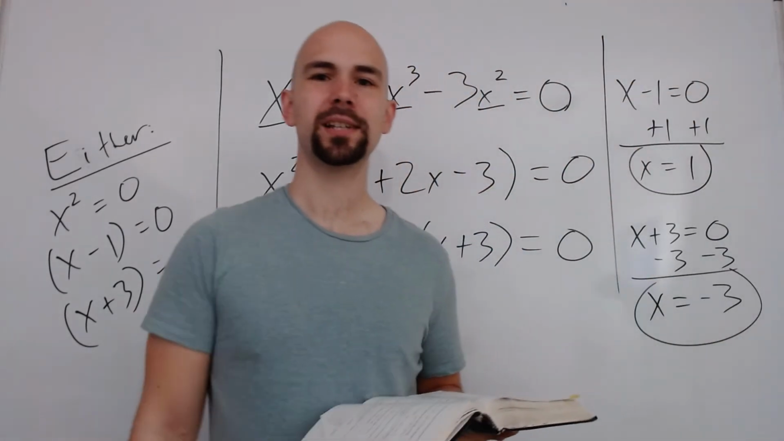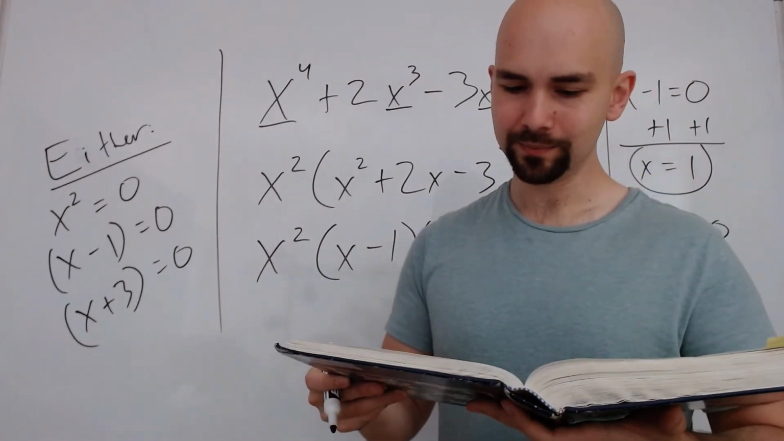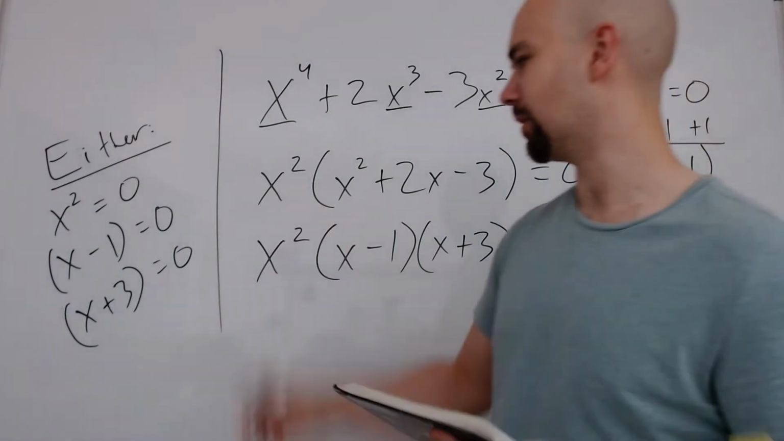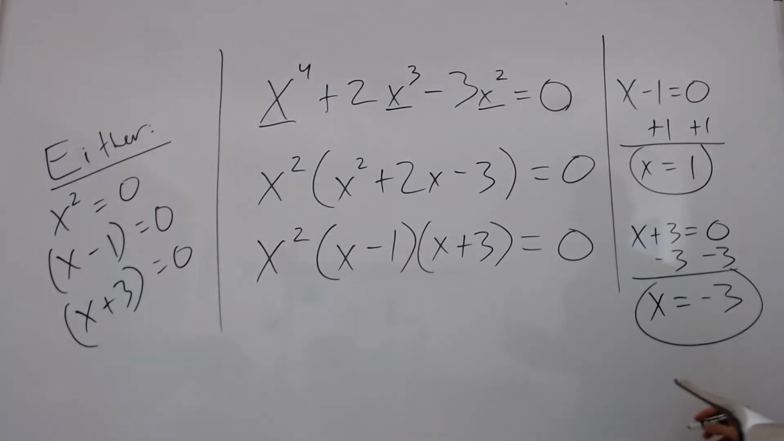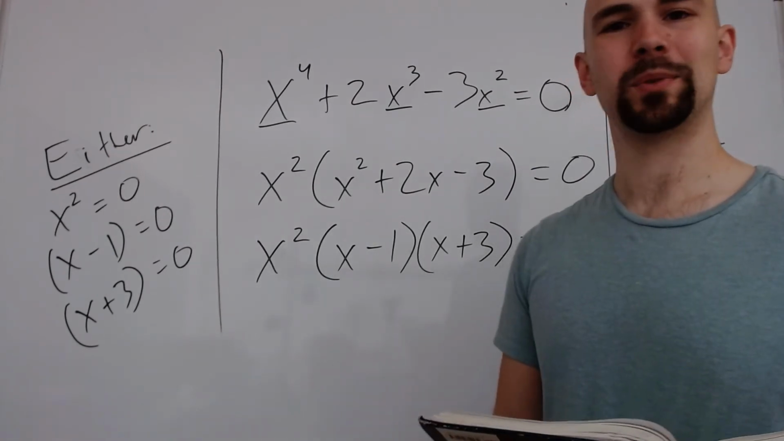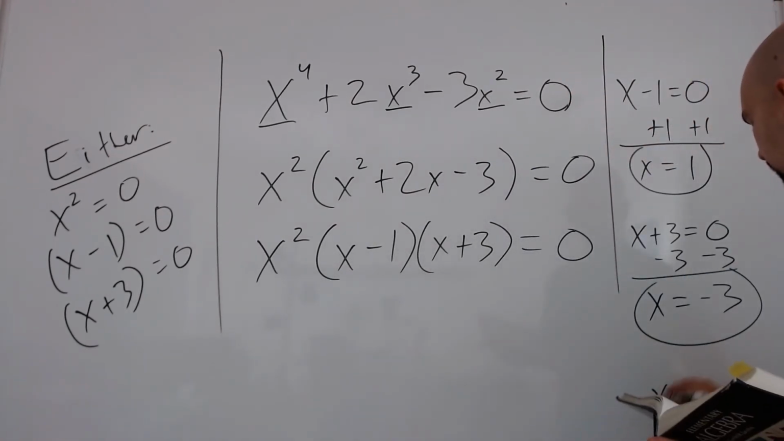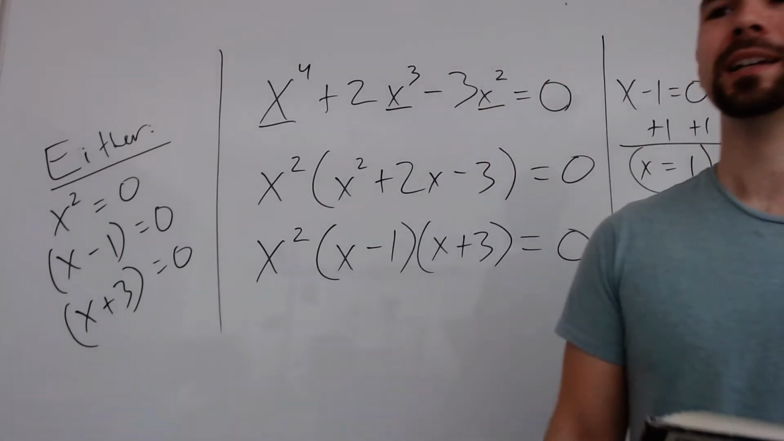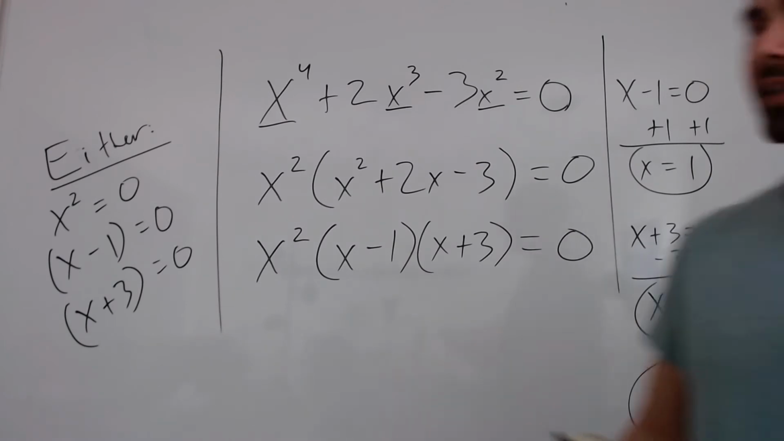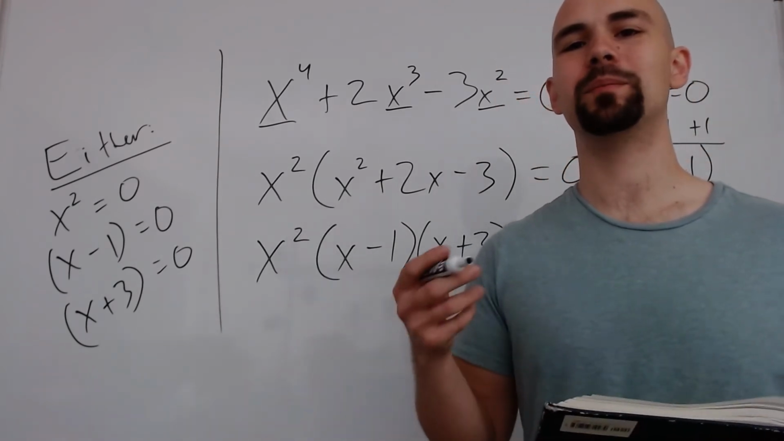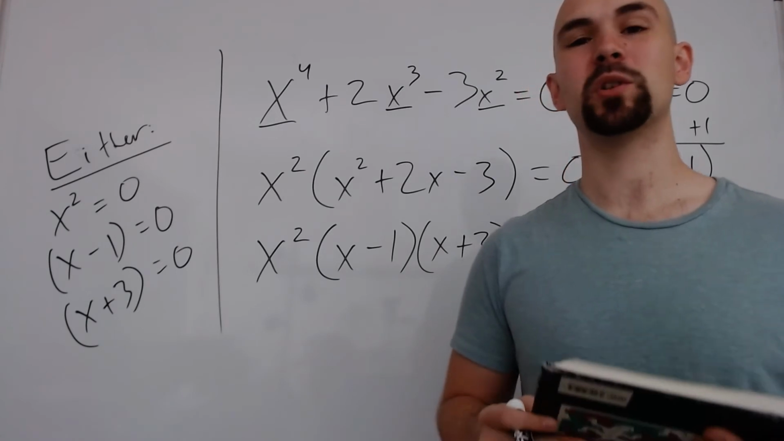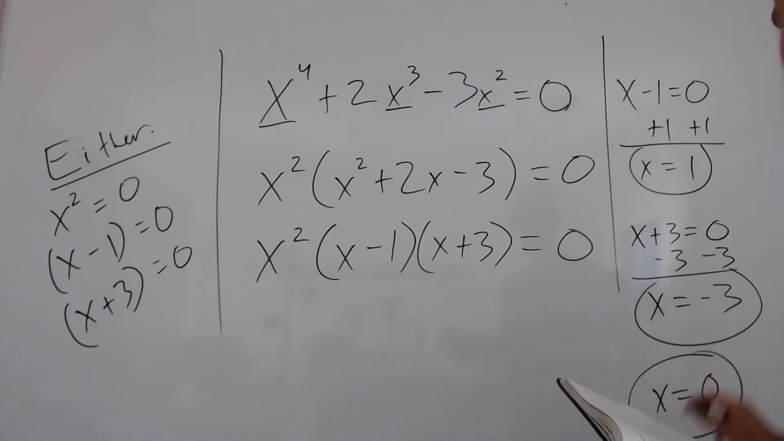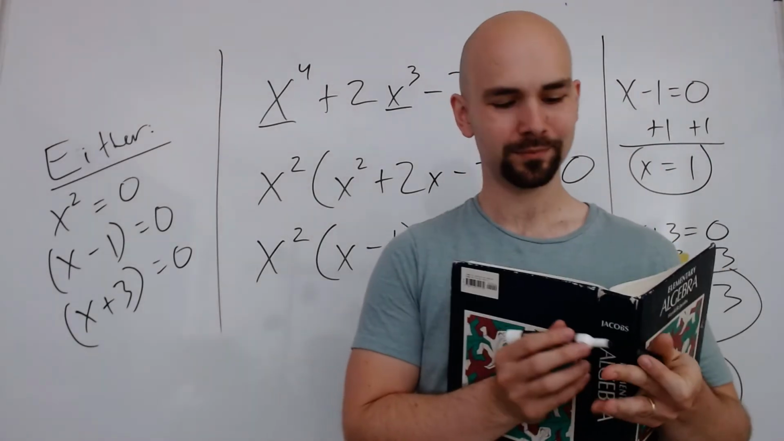And then what's our third possible answer? Well, if you square anything to equal 0, it's going to be 0. So if x squared equals 0, then that means our third possible answer is just that x equals 0. So this quartic equation, meaning its power is 4, could potentially have up to 4 answers. How many does this particular one have? This particular one has 3. And they are 1, negative 3, or 0. Those are the 3 possible answers.